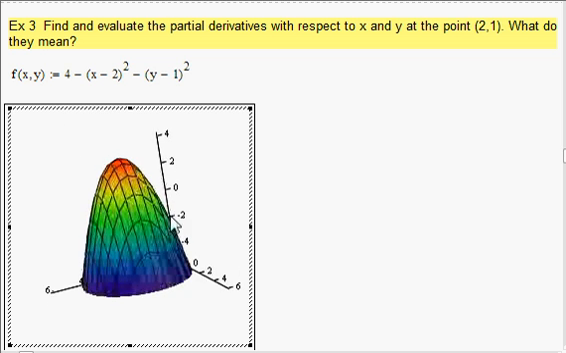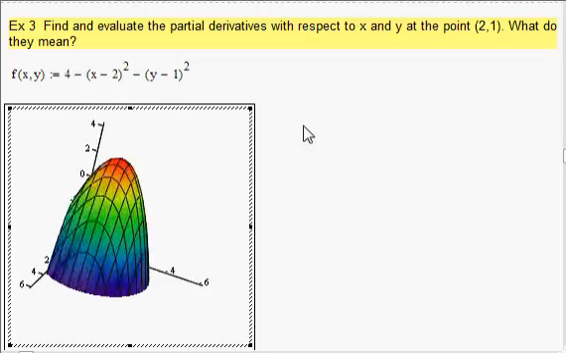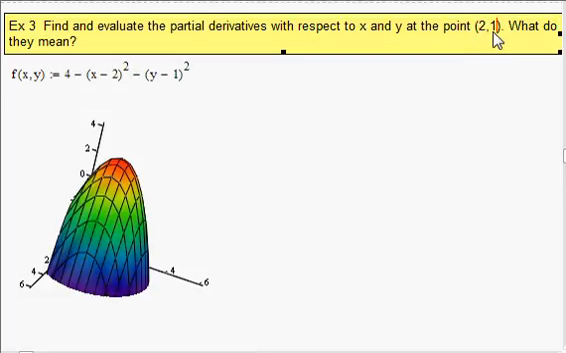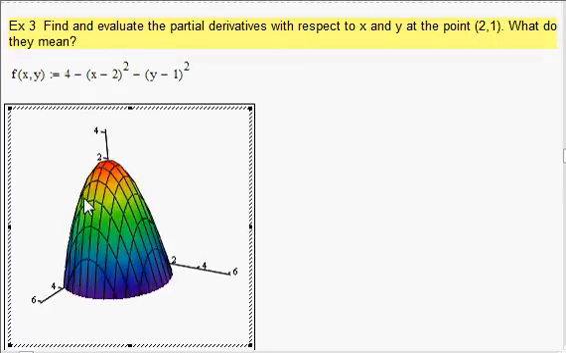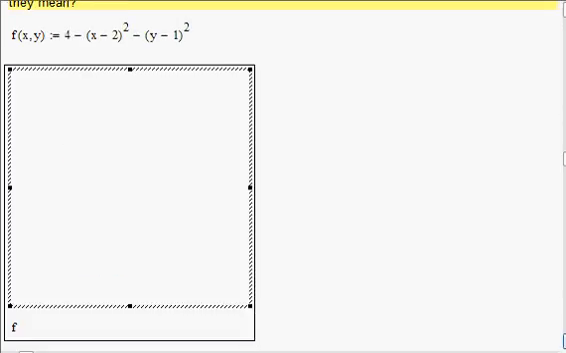Here's from the side, and we're going to be looking at the partial derivatives with respect to x and y at the point where x is 2 and y is 1. And I don't know if you're aware, that means right up here on the tip top. So let's do that.